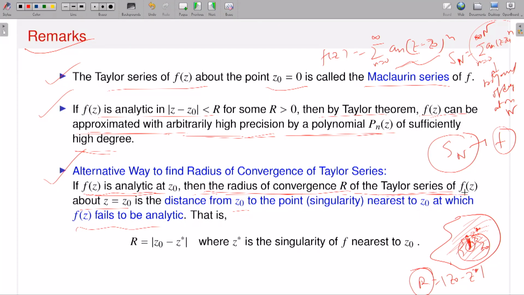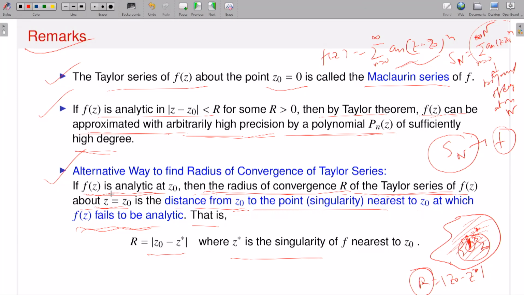So the radius of convergence r of the Taylor series of f around the point z equal to z0 is the distance from z0 to the nearest singularity at which f(z) fails to be analytic. That means my function loses the analyticity. The point z star that I am saying is the singular point. You consider the absolute distance between z0 and z star, where z star is the nearest singularity to z0. That is the corresponding radius of convergence of the power series of your function f around the point z equal to z0.